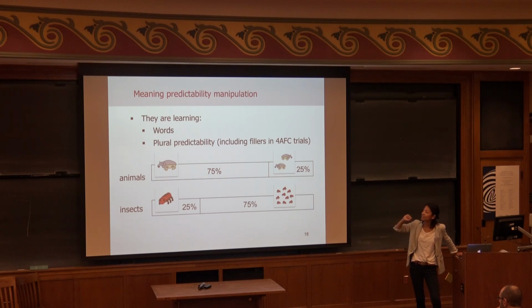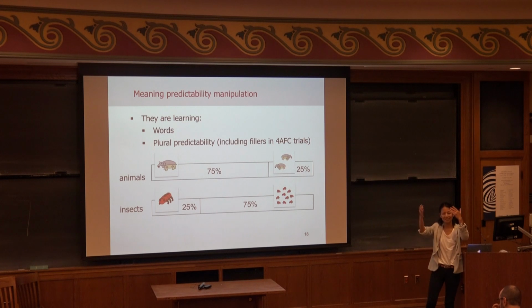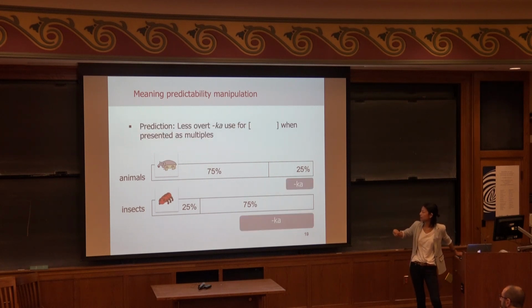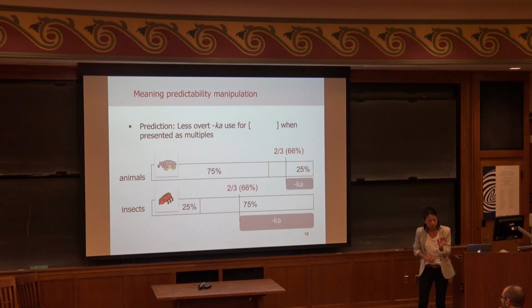And it was actually constant even for distractors in the 4AFC trials. You see them in the background, and they had these statistics. So you learn this by going through these training phases. And one more thing that's important is that when you see multiples, it was produced with ka only 2/3 of the time. It was the same for the animals and the insects. So it's always 66%. In this sense, the form predictability was constant across these 2 clusters of nouns.